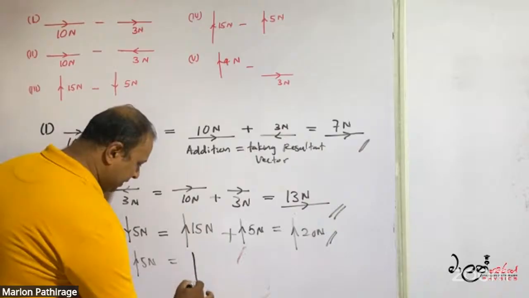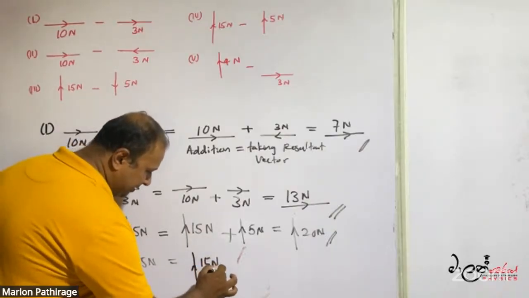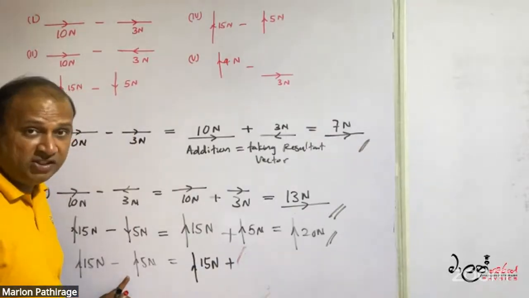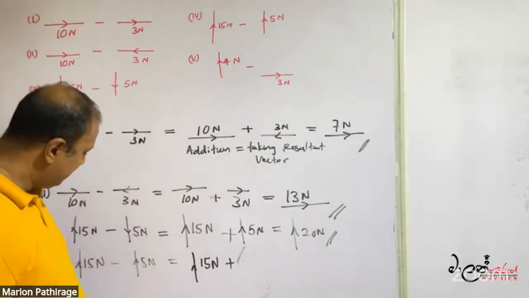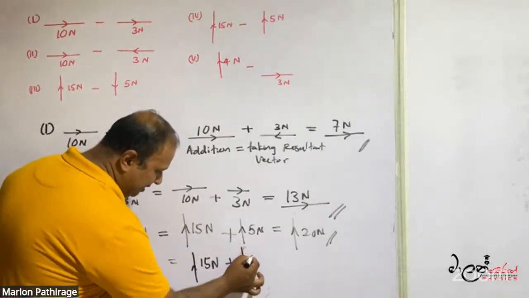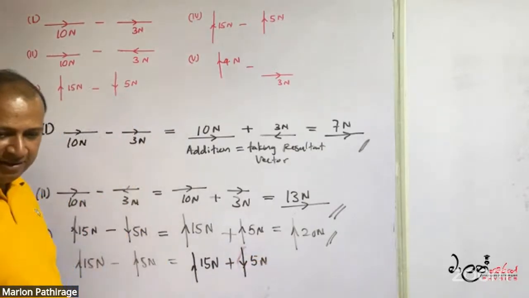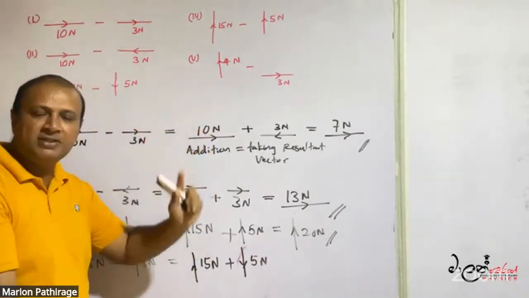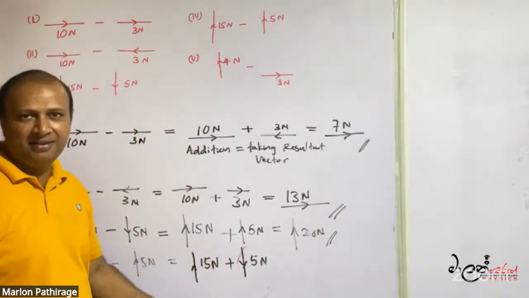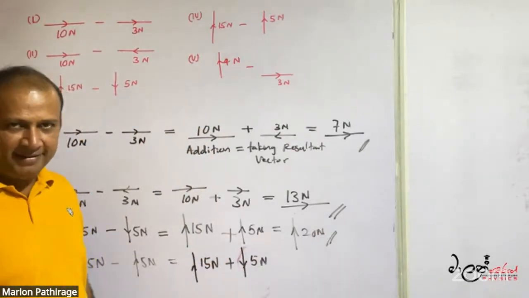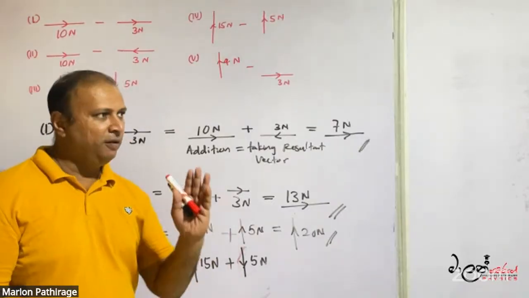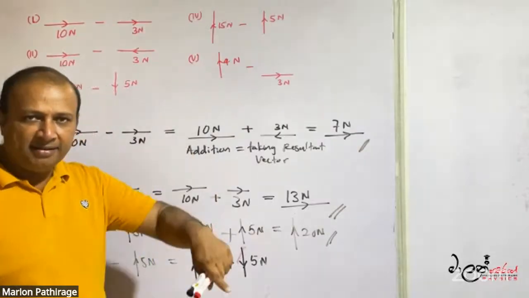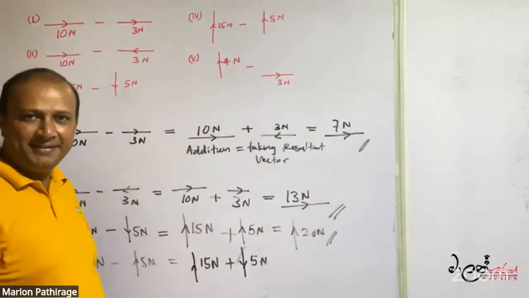Again, 50 Newton force, write it as it is. Then the negative vector of the second one, that means you have to reverse the direction. Now, 50 Newton force in the upward direction, 5 Newton force in the downward direction. You have to take the resultant. Addition means taking resultant. 15 into upward direction, 5 into downward direction. That means the resultant is 10 Newton in the upward direction.